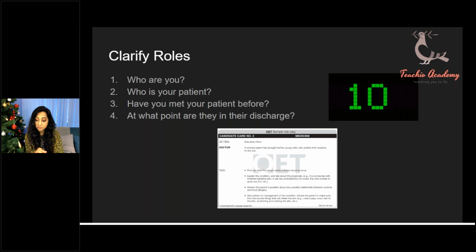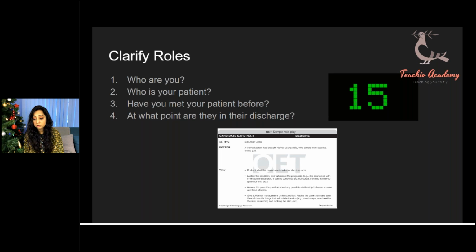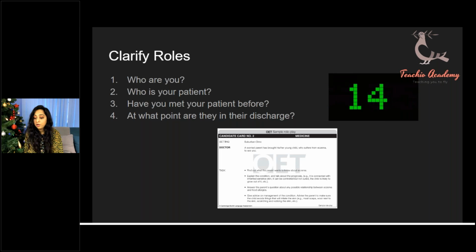At what point they are in your discharge is also quite important, because sometimes the patient is getting discharged today, and then you probably have met this patient before, and you're going to approach the conversation like you're approaching a discharge. So you're going to say, you're getting discharged today, and we're here to have a discussion about your impending discharge. And if the patient has just come into your ward, then your introduction is going to be different. It's going to be, I'm meeting you for the first time in this ward, and we're just going to discuss your admission and the plan for your admission and your medication plan.